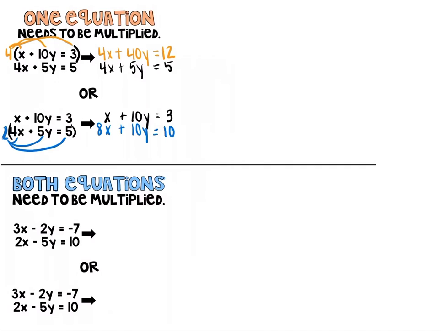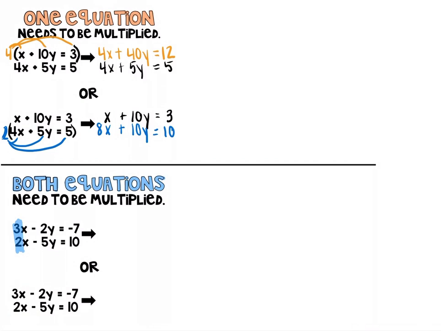So now let's look at both equations. So if you're looking here, I don't have anything matching here, and I don't have anything matching here, because there's no whole number I can multiply by 2 to get 3, and there's no whole number I can multiply by 3 to get 2, or 2 to get 5, or 5 to get 2. So that means I have to multiply both of them. Now, you don't have to multiply them both by the same number. You can multiply them by different numbers. So it just depends on what you want to make match.